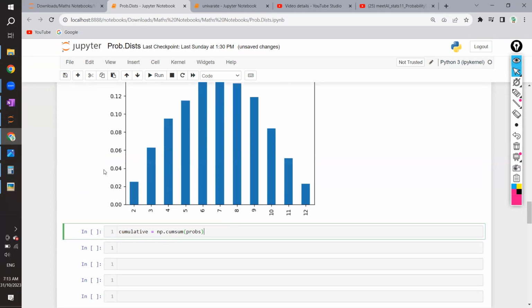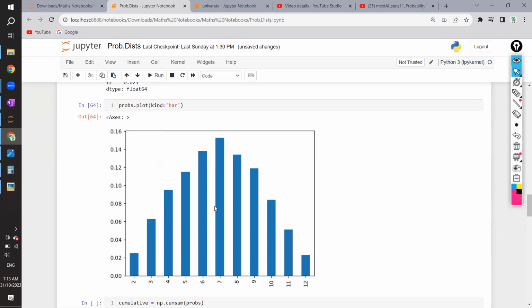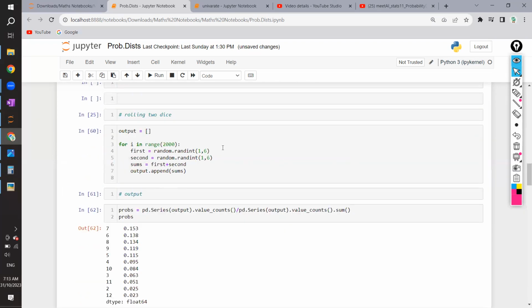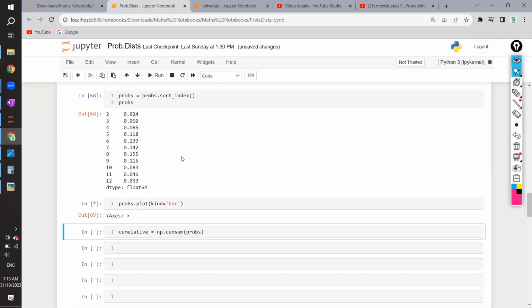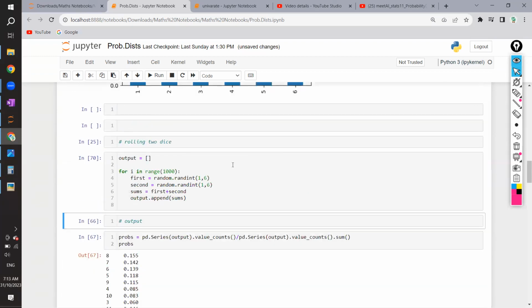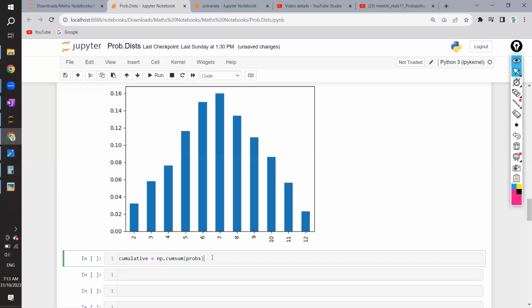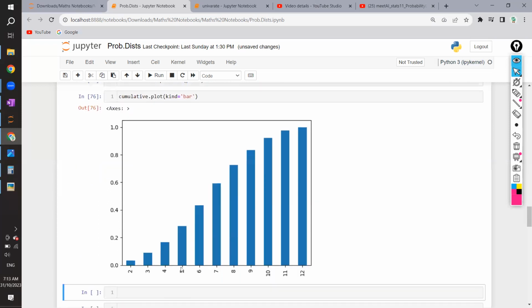Okay, so let me draw. And see, now again the graph is a bit different. Oh, I'm running for 2000. Let me just take 1000. See, the graph will sometimes be different. Okay, this looks good. So now this is a cumulative distribution of the above probability distribution. 2, 3, 4, 5.